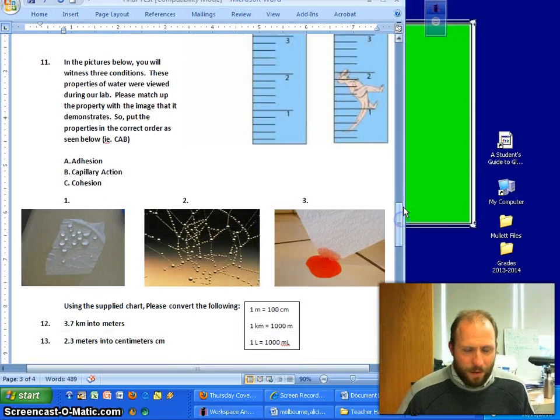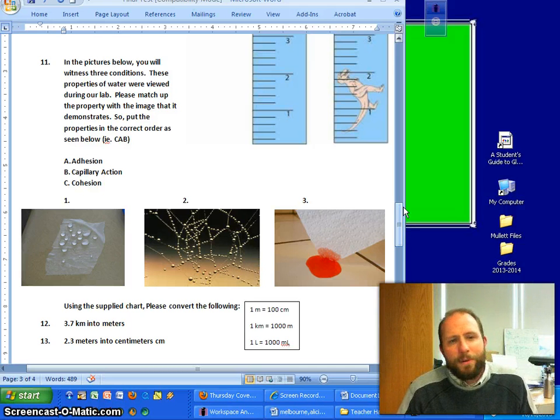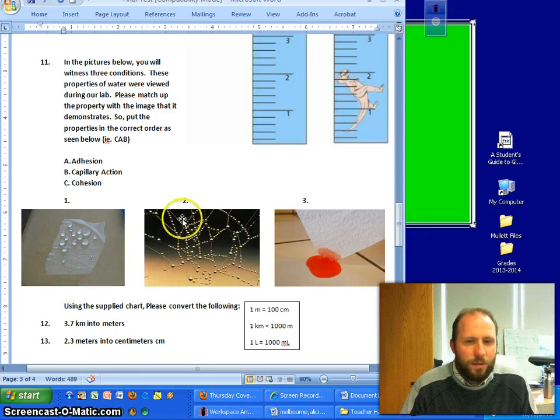Number 11. Number 11 says here, in the pictures below, you will witness 3 conditions. These properties of water were viewed during our lab. Please match up the property with the image that it demonstrates. So put the properties in the correct order as seen below. In example, CAB is the correct order to match up with pictures 1, 2, 3, CAB. Now, is that right or is it wrong? I don't know. We need to actually kind of look at it.